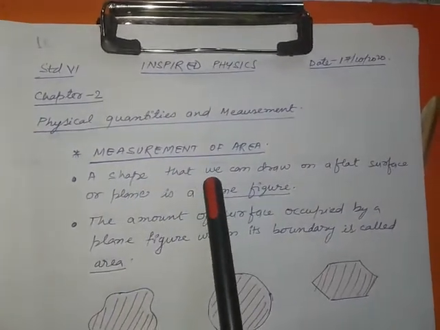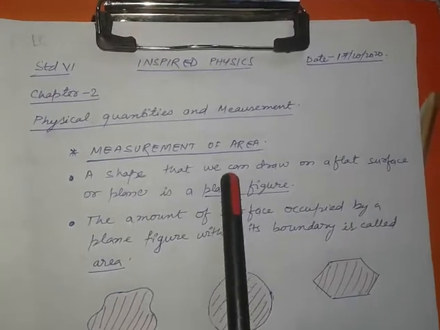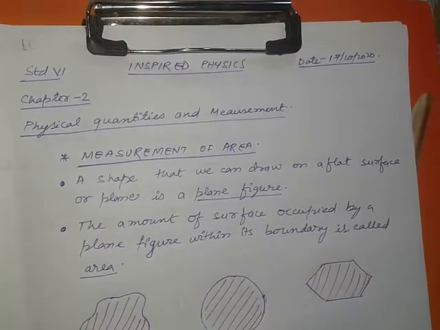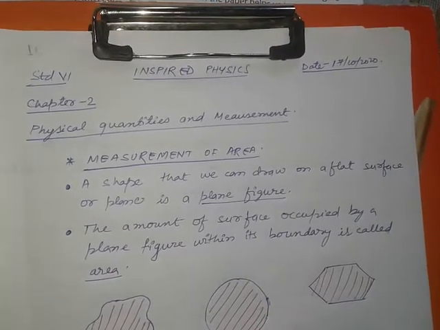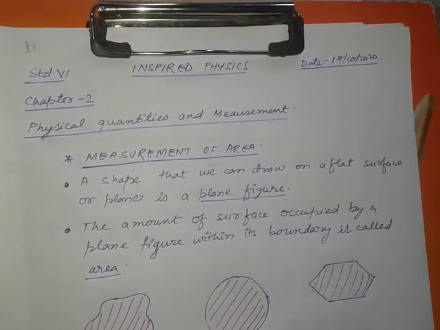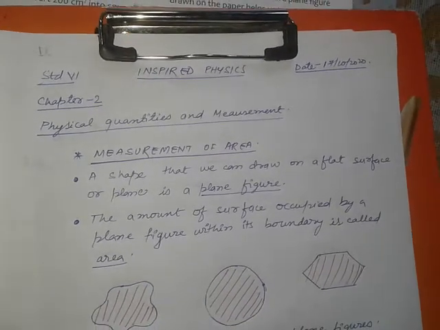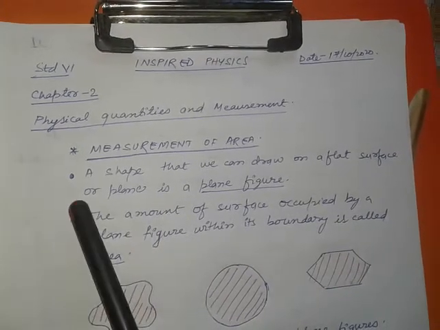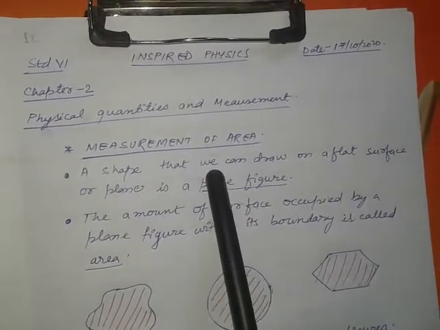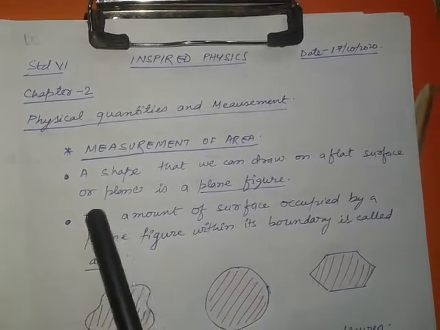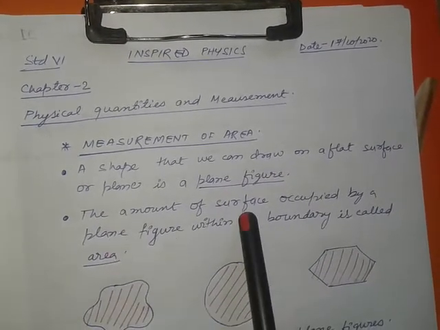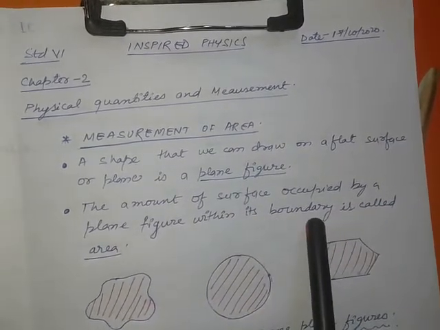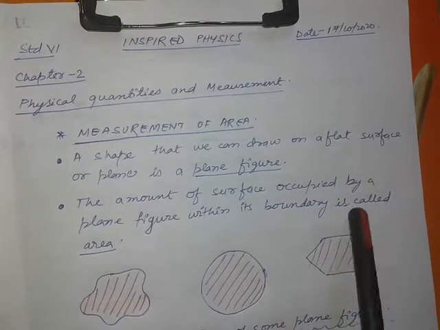First, a space that has a shape that we can draw on a flat or plain surface. This is a flat surface, not a curved surface, like the surface of a bottle, a spoon, or a car, which are curved surfaces. But when we draw a shape on a flat surface, that is known as a plane figure. The amount of surface occupied by a plane figure within its boundary, whatever space it covers, is known as area.